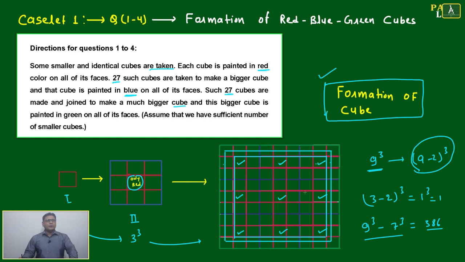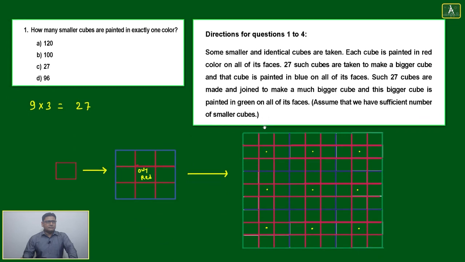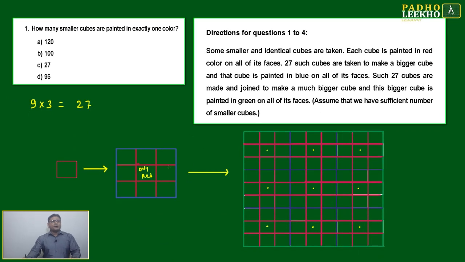We got the idea. Now, based on this information, we'll try to read the question. Otherwise, analysis will take further time. Now, question number one. How many smaller cubes are painted in exactly one color?